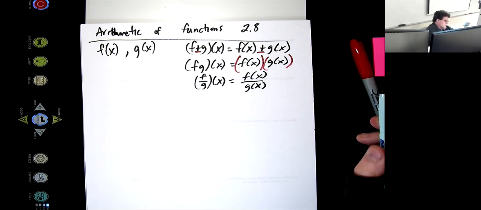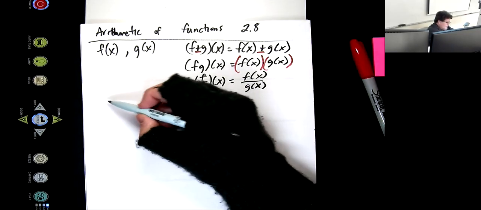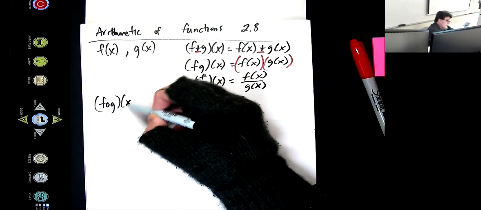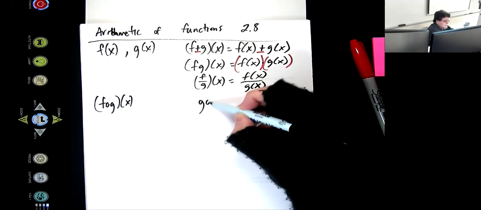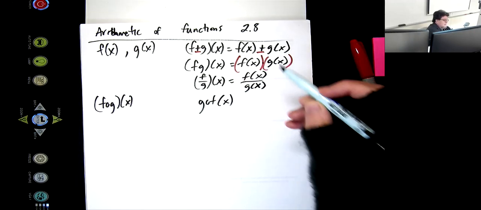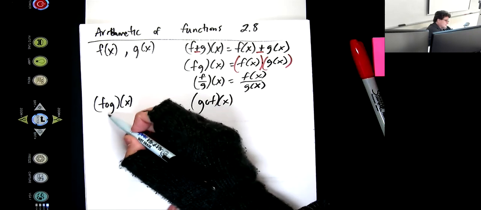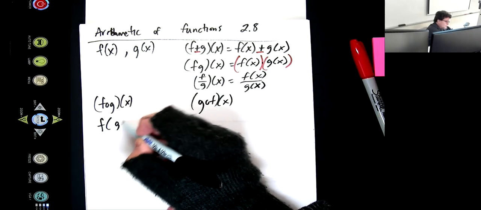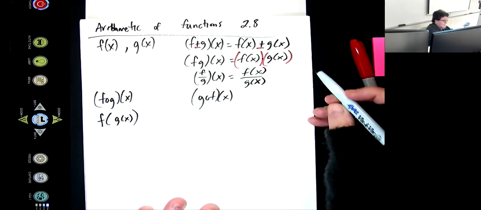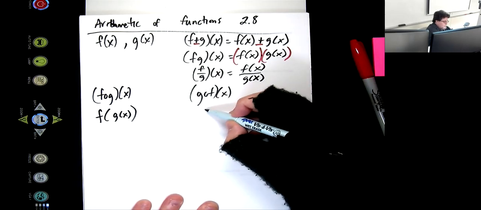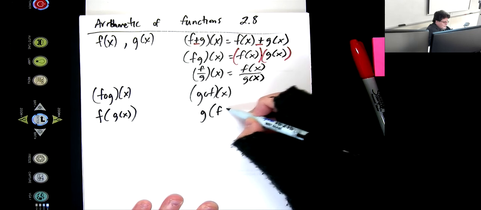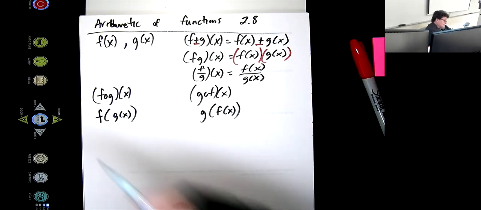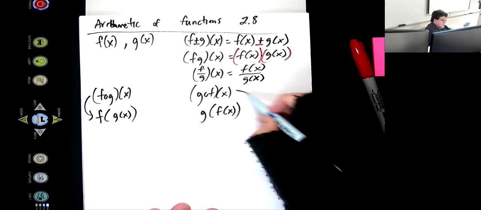The one that gets students the most is the f of g of x and g of f of x. This is f of g of x. So you put in g of x inside of f of x. And on this one, we put f of x inside of g of x. So these two are the same, and those two are the same.